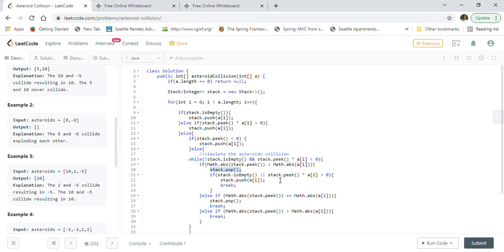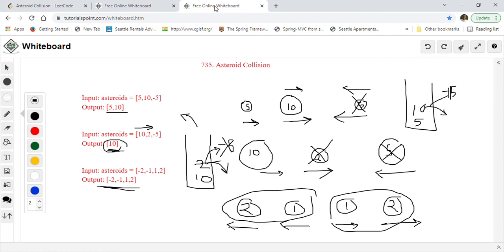And if the stack is empty, or the top element of the stack into the current element, the product, is more than 0, which is a positive product, then we have to push it. For example, let's say we have a stack like this, 5, 10, and if something comes, let's say 20 comes, so 20 we have to push into the stack because the product is 200, it's positive, and since they will be going in the same direction.